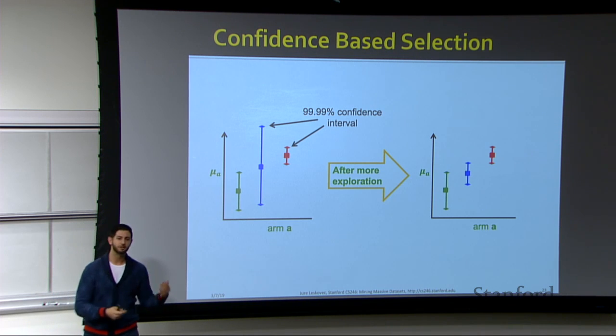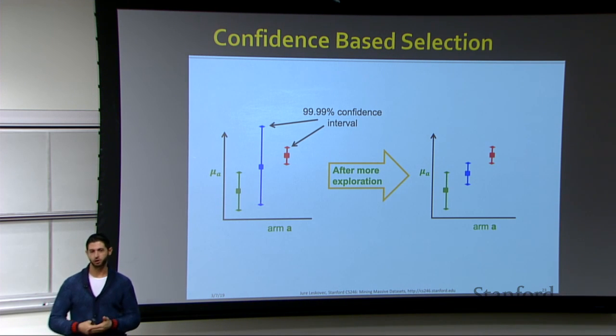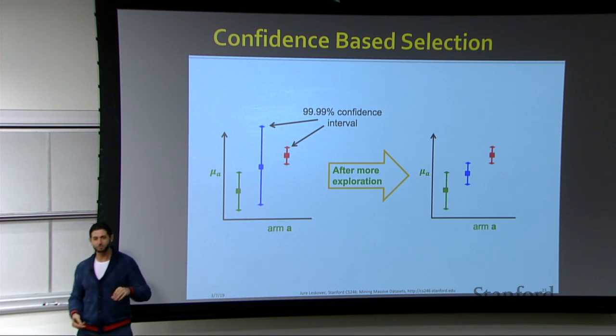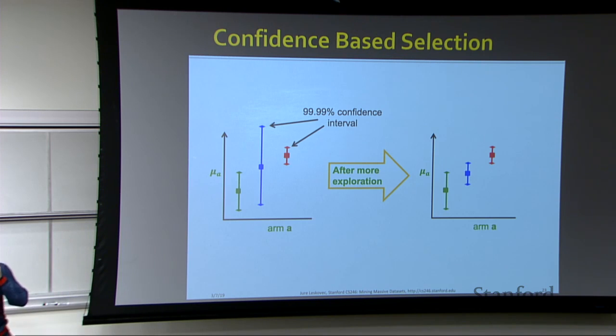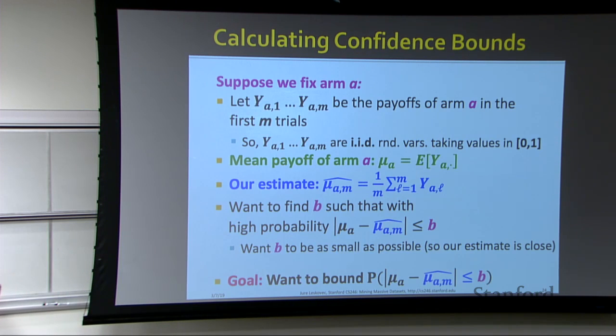So there are basically different ways in which you can perform sampling over the data. And one of them will be exactly to assign priors to the different probabilities, and then the more draws you make, the more updates you make, and then your sampling will be more informed. Great question. Thanks. Okay, now how do we calculate our confidence bounds?